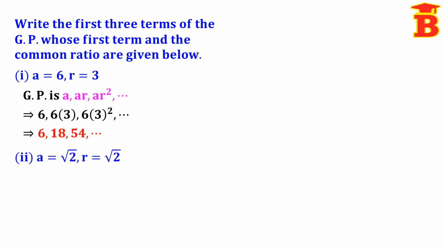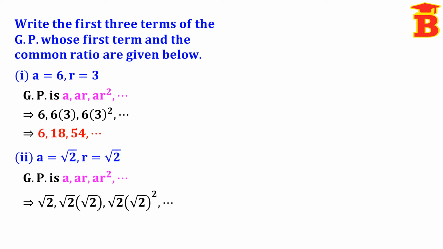Similarly, second subdivision, a value, r value given. a equal to root 2, r equal to root 2. We have to find the GP. So the GP is a, ar, ar square, etc. Substitute the values. So this implies root 2, root 2 into root 2, root 2 into root 2 square, etc.